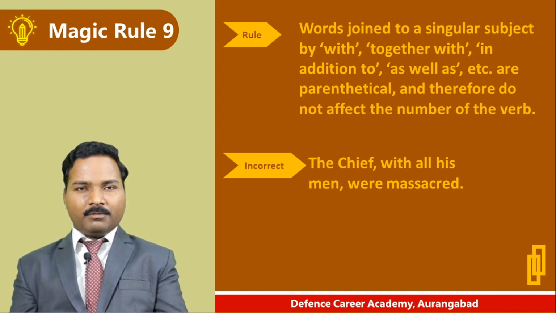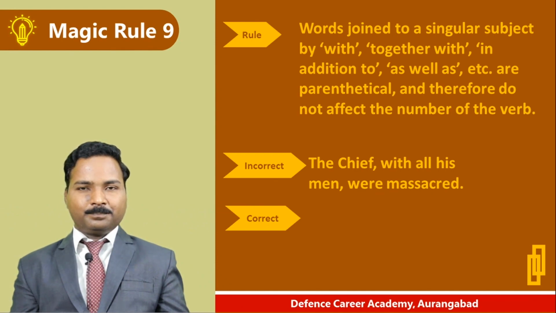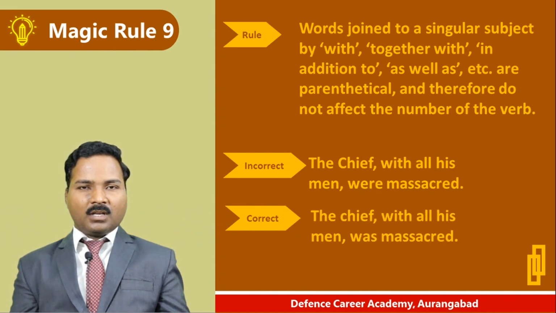"The commander as well as his soldiers was ready for the battle." Here "were ready for the battle" will not be the answer, because the verb will agree with the first noun. In this example you can see that the verb is used in the correct form, where "was" is used in place of "were." Here it is the correct sentence now.